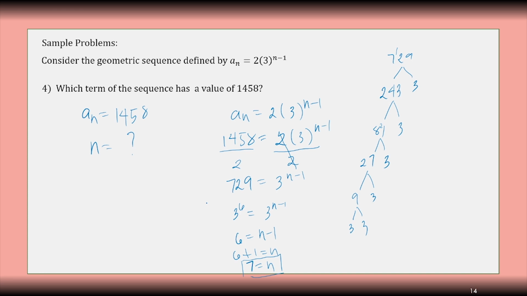So it means that pang 7 term yung ating 1,458.